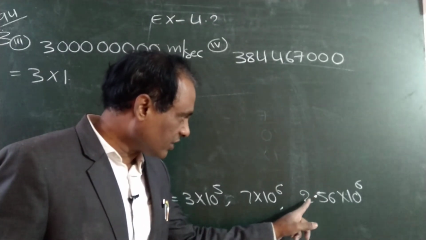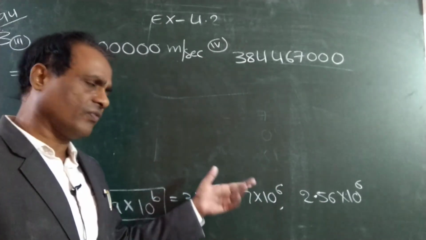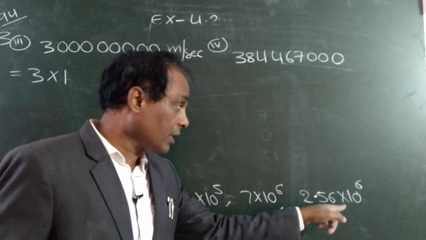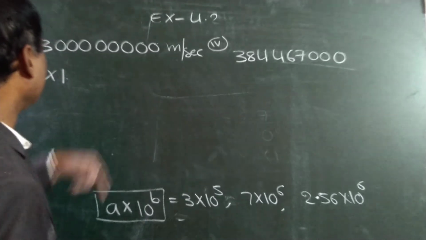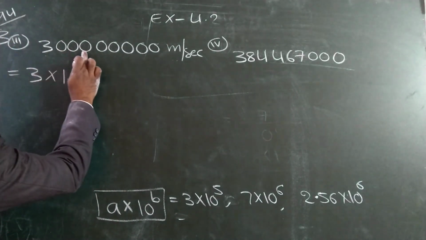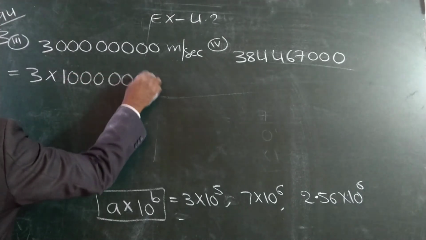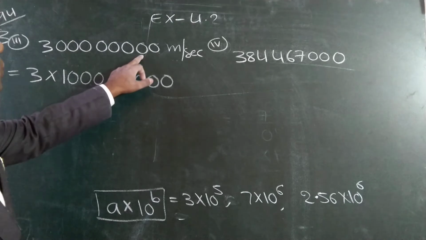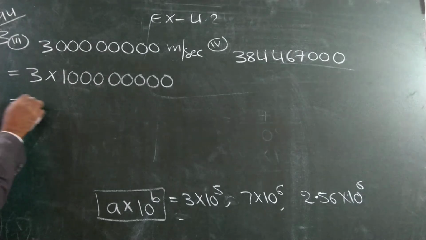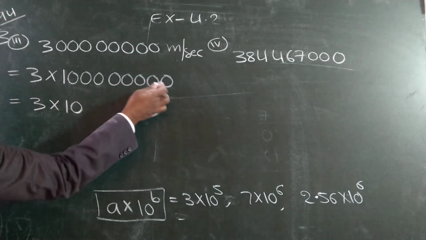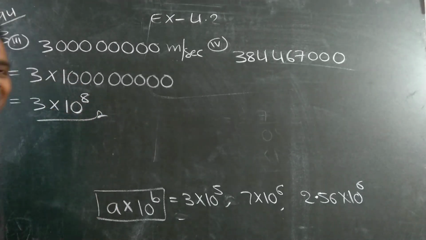After the decimal, if there is no other number, only one digit, no problem. That is the final value. But if there is more than one digit, the decimal should be here. Like that, we have to make some simplifications. Here, 3 into how much? 1, 2, 3, 4, 5, 6, 7, 8 zeros. This is the standard form.